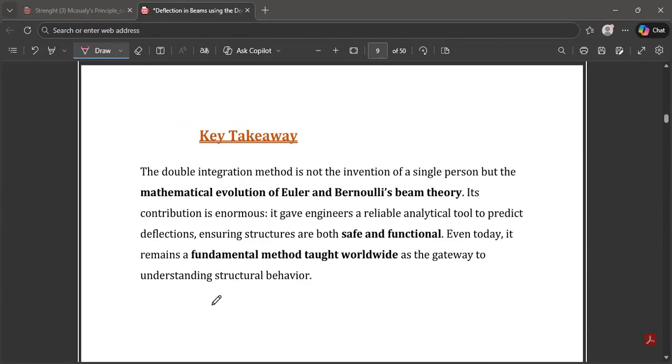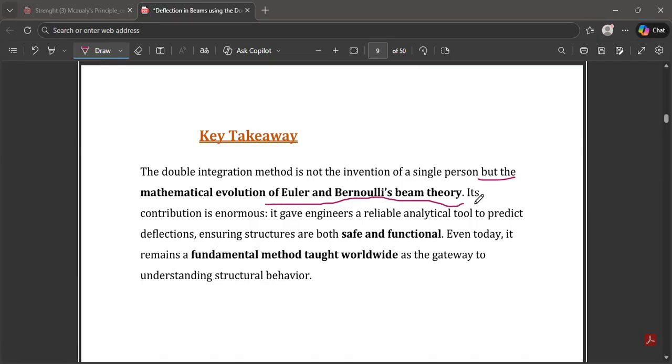What are our key takeaways, or at the end of the day, what have we learned? We have learned that the double integration method is not the invention of a single person, but the mathematical evolution of Euler and Bernoulli's beam theory. That is why I'm urging each and every one of us to learn hard, so that at the end of the day, we can also propound a theory that can make life much easier. If they hadn't discovered that, buildings would still be collapsing in real life today, and we wouldn't know the solution.